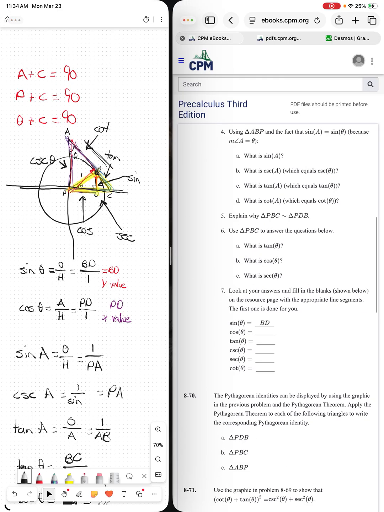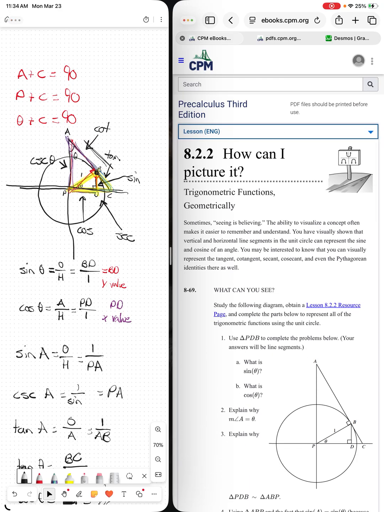So it's really cool to understand where this came from and how it all makes sense. Yeah, this is 822.